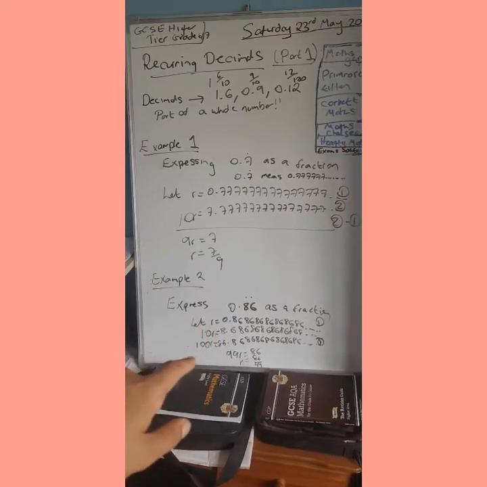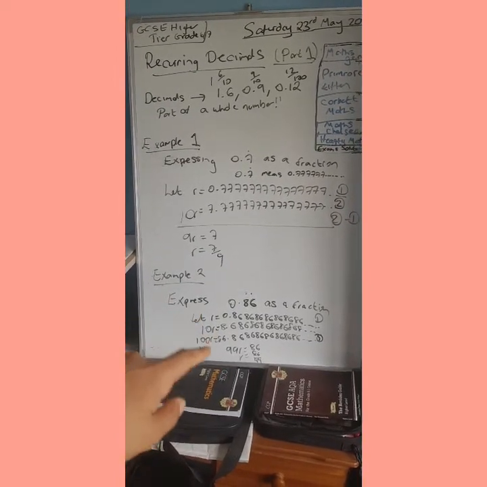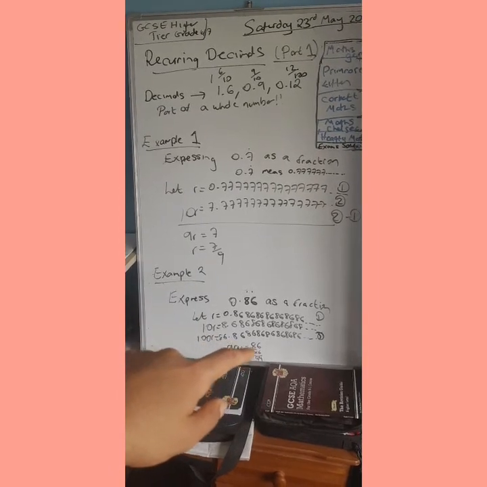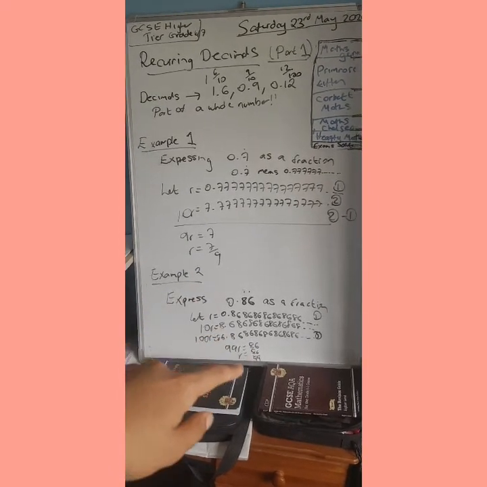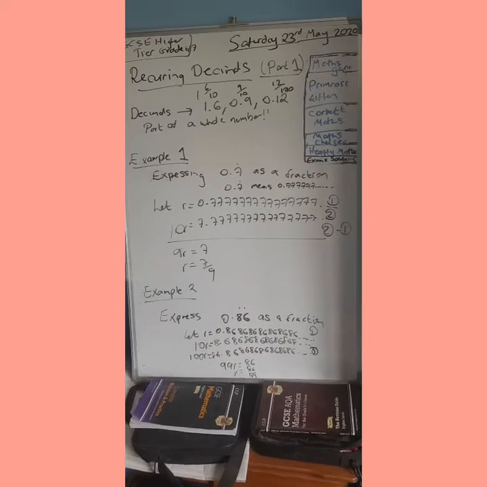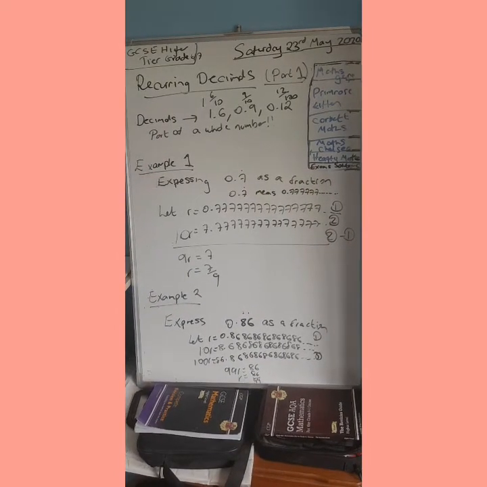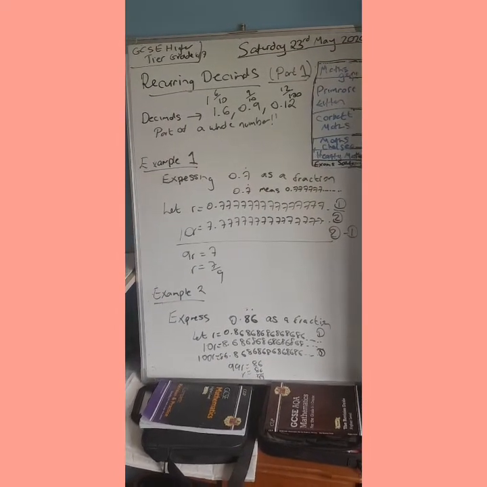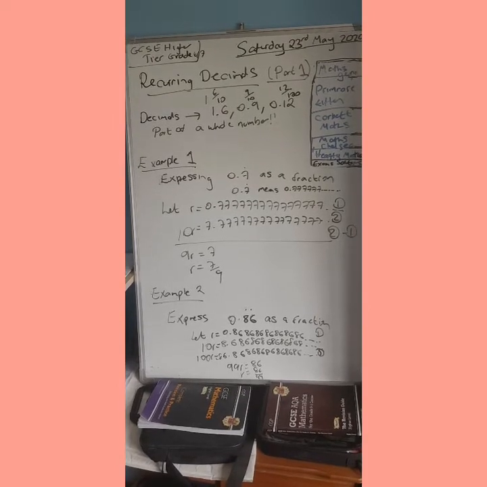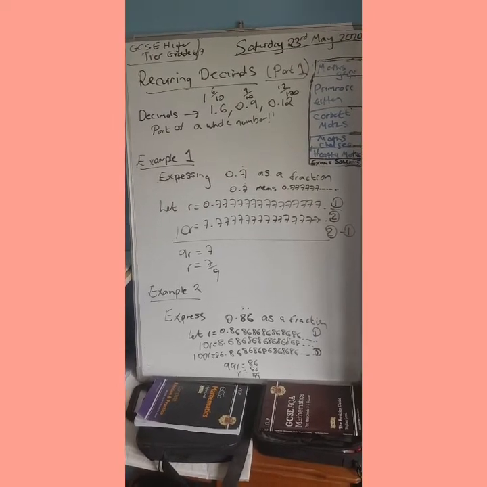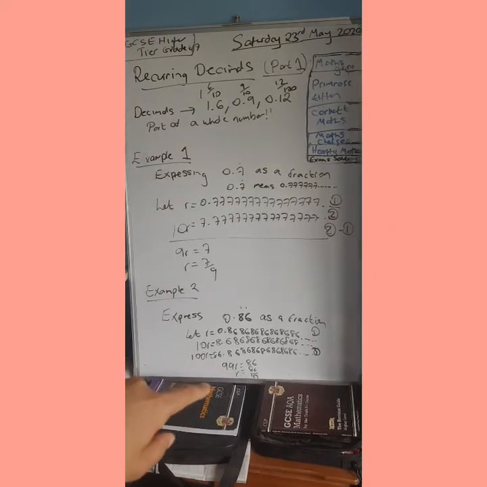Okay, so 100R take away 10R is 99R. I'm going to get 86 take away 0, which is going to be 86. So my answer would just be 99R equals 86. Therefore, R is equal to 86 over 99. And that would be how I'd work out the recurring decimal for that one.